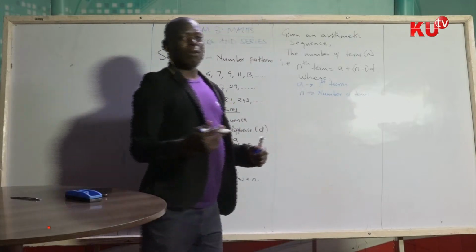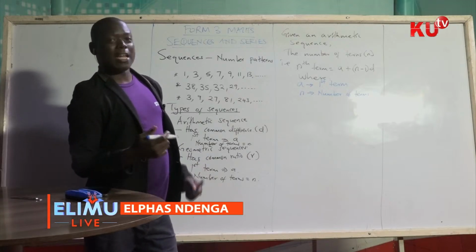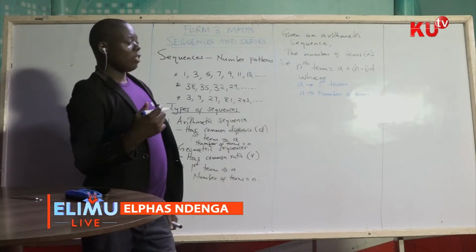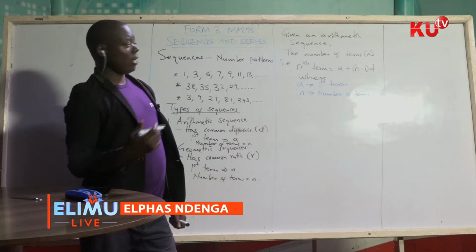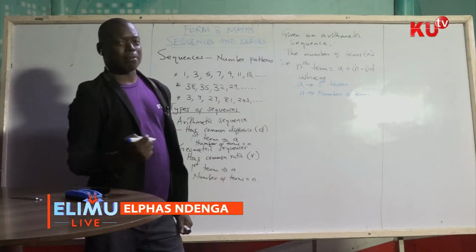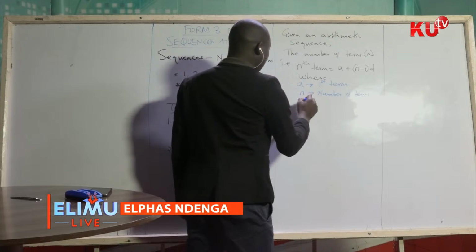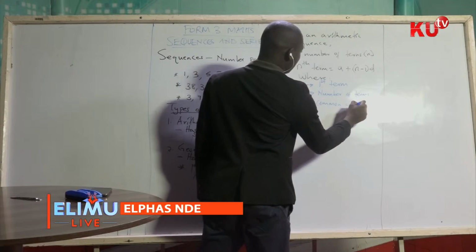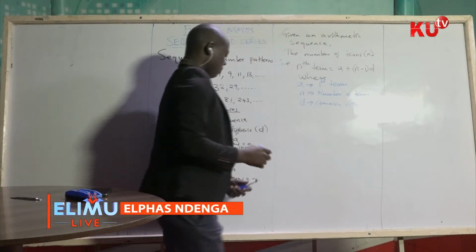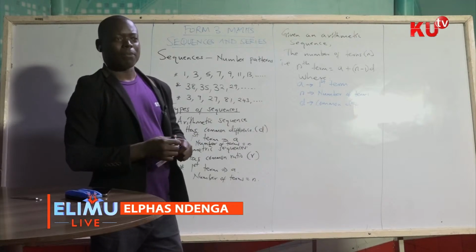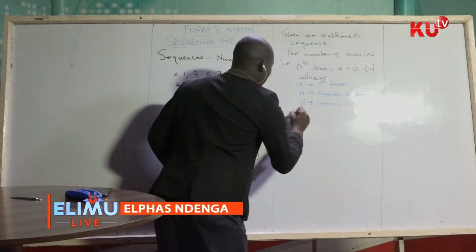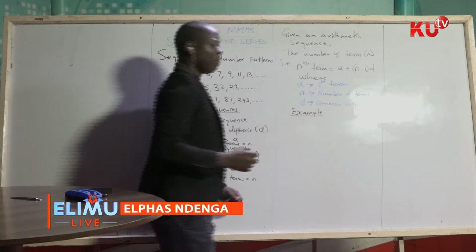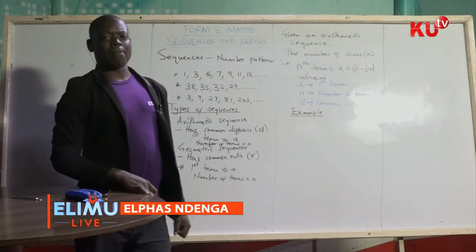For example, if you're looking for the 10th term, then n is 10. The 5th term, then n is 5. The 12th term, then n is 12. N represents the number of terms. D represents the common difference. So let's look at an application of this formula using this example, students.